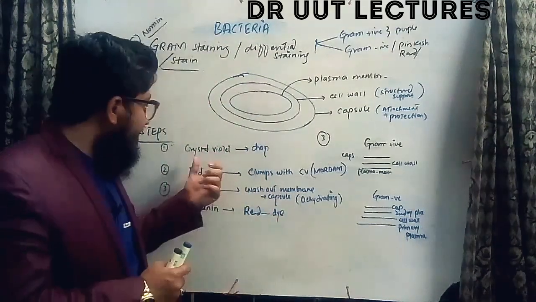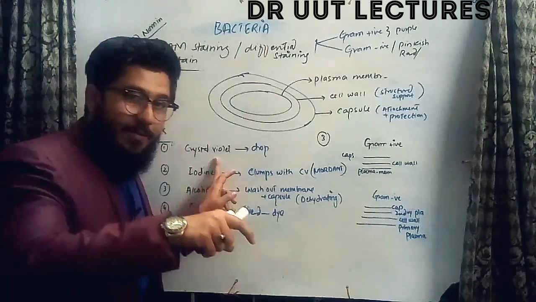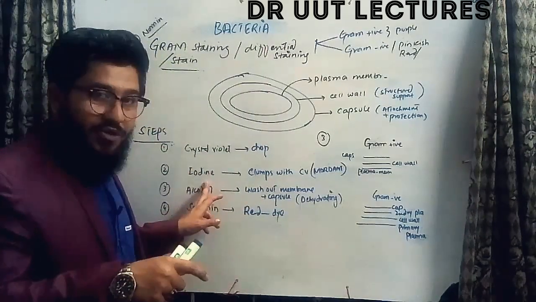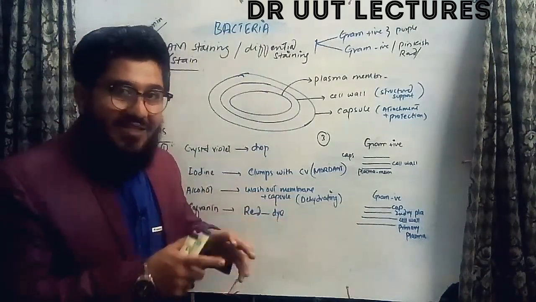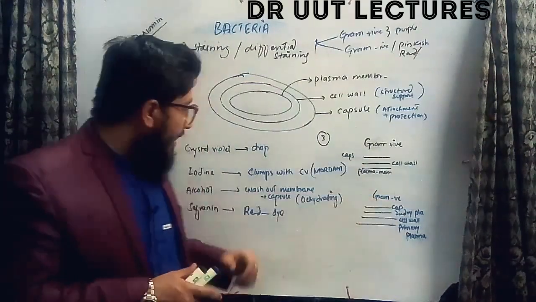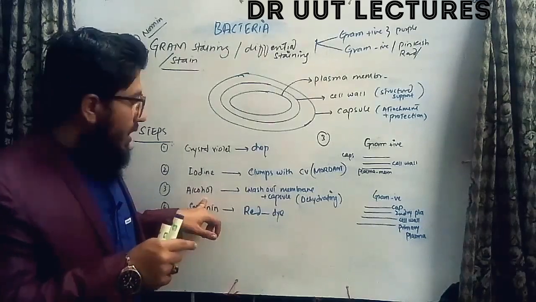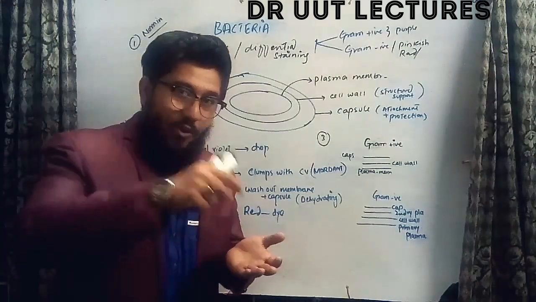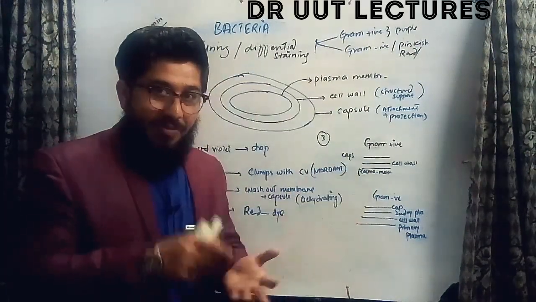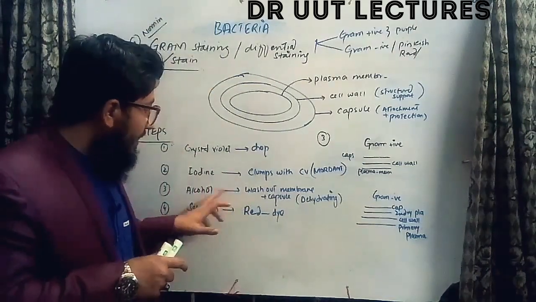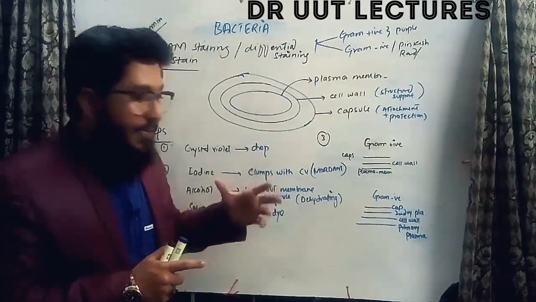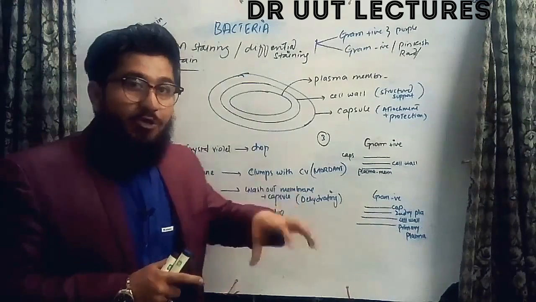So after performing the first step, that is applying the crystal violet dye, we are moving towards the iodine, which is actually helping to fix the dye onto this bacteria. And then we are going towards the next step, that is alcohol. Here, when we just pour a drop of alcohol on this particular slide on which the bacteria is available, what will happen? This alcohol will actually wash out the membrane and the capsule from the particular bacteria.